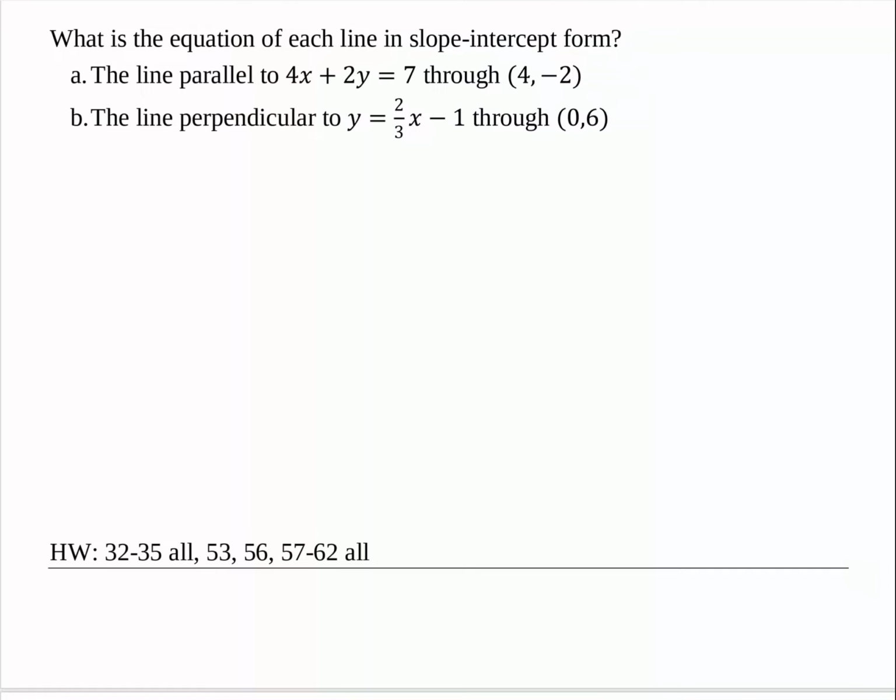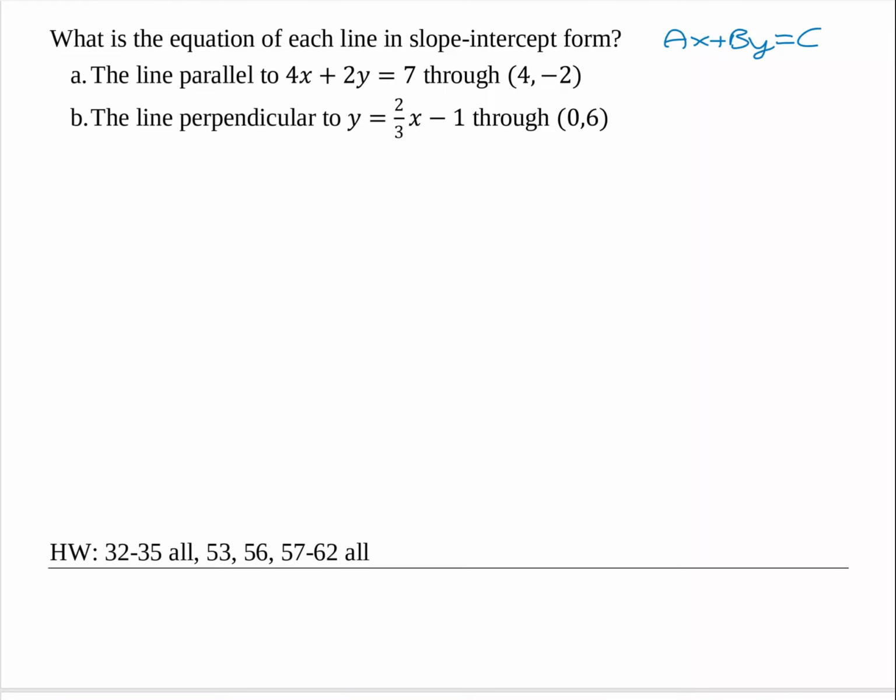So, if we look at the one in A, we want parallel. What's wrong? It's in standard form, and in standard form, remember, ax plus by equals c. The slope is not present in that equation. We need to put it in slope-intercept form first so that we have the slope obviously visible, okay? So, off to the side, I'm going to try to put this in slope-intercept form, okay?